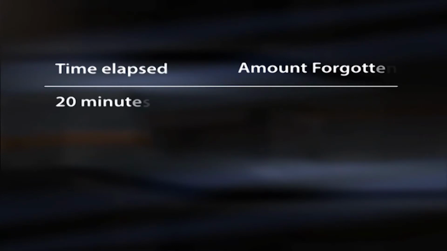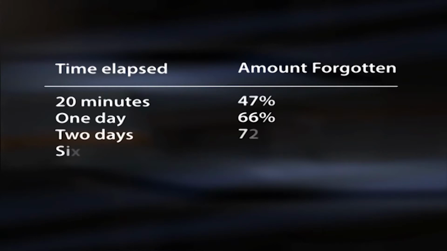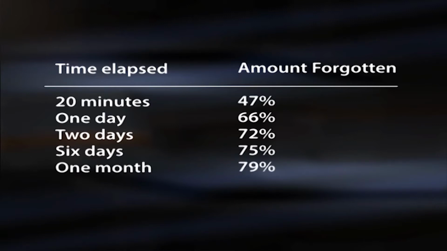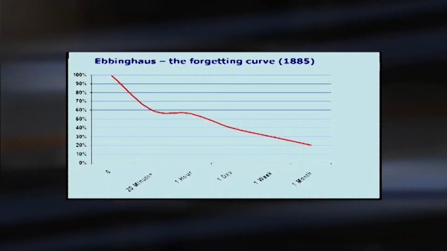The results in terms of the percentage of material forgotten with lapse of time were as follows. Time elapsed and the amount forgotten. In 20 minutes, the amount forgotten is 47%. In 1 day, it is 66%. In 2 days, the amount forgotten is 72%. In 6 days, it is 75%. And within 1 month, the amount forgotten is 79%. He plotted the data as a graph.